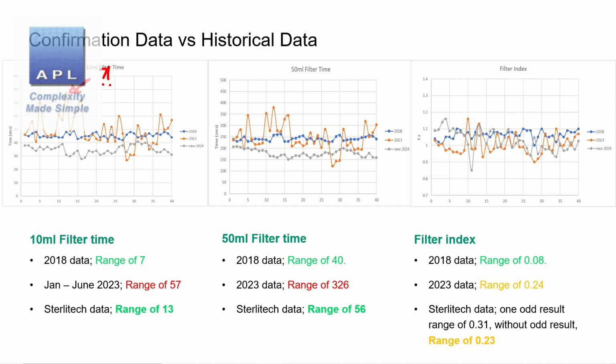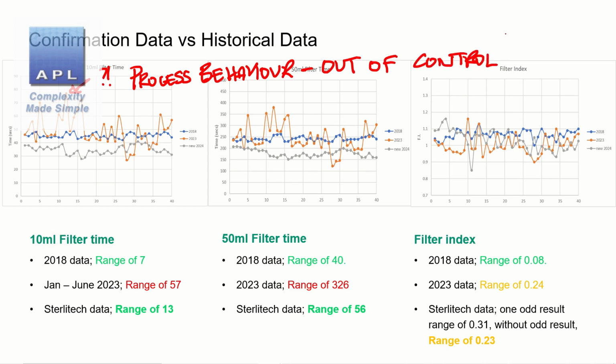Now, that is a change in process behavior. What does that mean? It means your process is out of control. Something changed. Now that is only possible to see on a run chart.